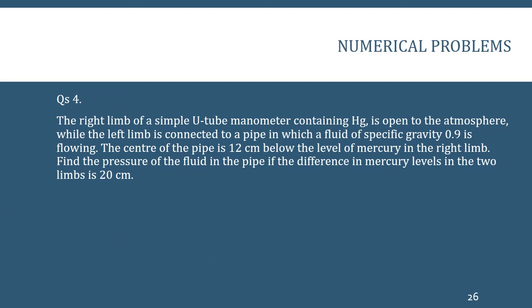So here the right limb of a simple U-tube manometer containing mercury is open to the atmosphere, while the left limb is connected to a pipe in which a fluid of specific gravity 0.9 is flowing. The center of the pipe is 12 centimeters below the level of mercury in the right limb. Find the pressure of the fluid in the pipe if the difference in mercury levels in the two limbs is 20 centimeters. So we are going to use this data and construct our U-tube manometer from it.